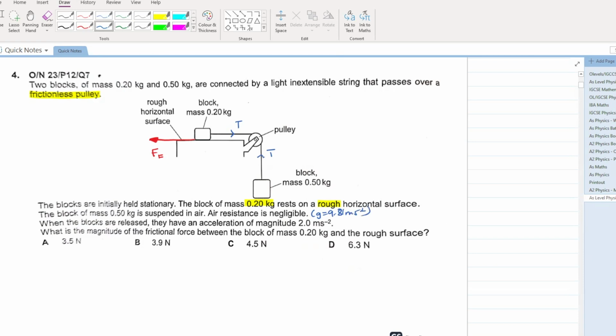When the blocks are released, there is an acceleration of 2 m s^-2. What is the frictional force? We have to calculate the frictional force.